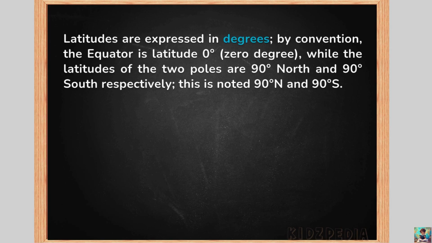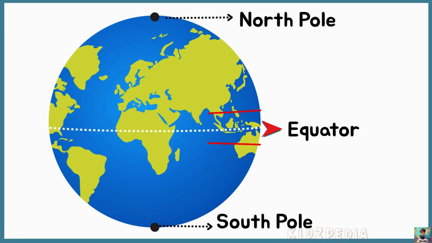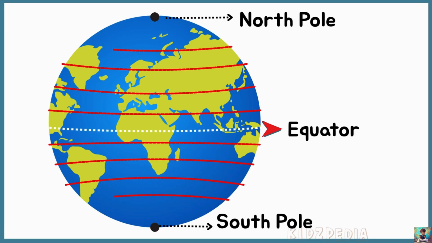Latitudes are expressed in degrees by convention. The equator is latitude 0 degree, while the latitude of the two poles are 90 degree north and 90 degree south respectively. This is noted 90 degree N and 90 degree S. So latitudes are measured in degrees.